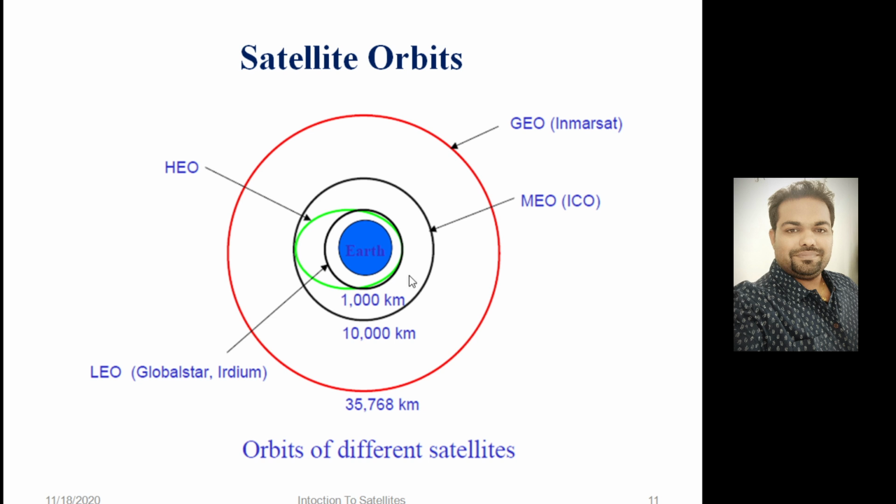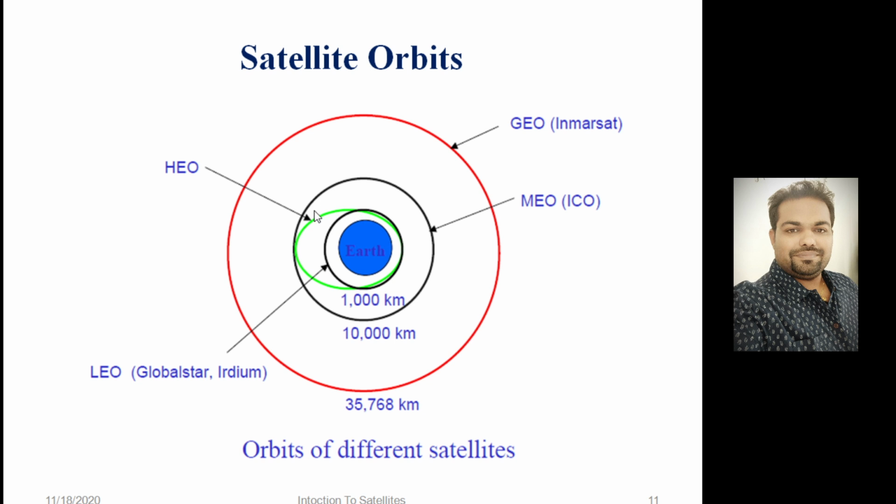This is the Earth, and nearest the Earth, this orbit is known as low Earth orbit, right? So these are examples of different satellites, like Globalstar or Iridium. Even the ISS, International Space Station, is also lying in a low Earth orbit. Then after that, medium Earth orbit is here, right? This is medium Earth orbit, and this is the high Earth orbit, or highly elliptical Earth orbit.